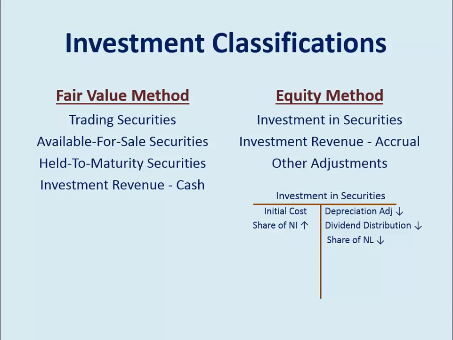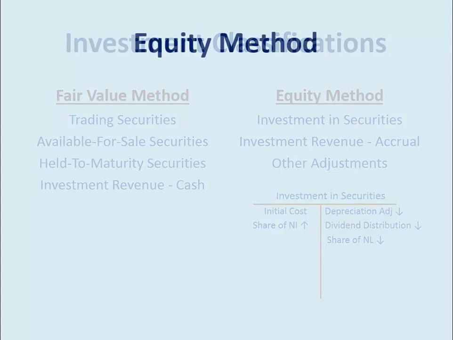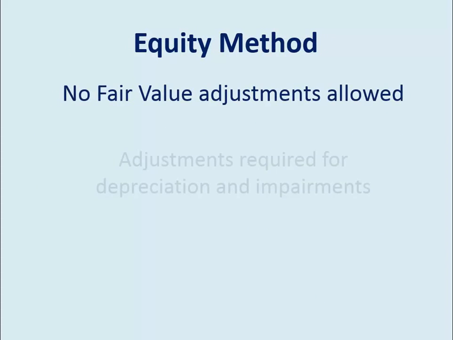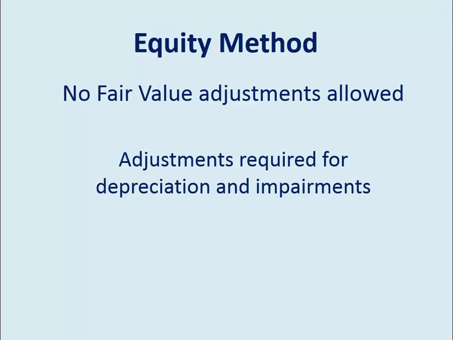Also, dividend distribution. When the company declares a dividend, and this is really not necessarily the distribution, it's the declaration, it may not have been paid yet. But on the company side, if they declare a dividend, their retained earnings is decreased, so your investment account is also going to decrease. No fair value adjustments. There are going to be adjustments required for depreciation and impairments, and the details of that are in the intermediate accounting class. It's just talked about very briefly at the principles level.